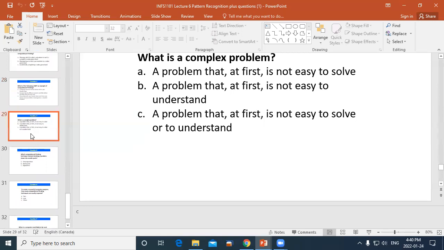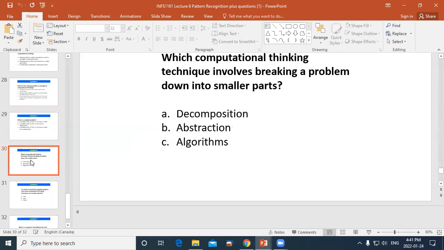I don't think so. Which is a complex problem? Get the best answer here, because none of these answers are terrible. I like C. That's the best answer. A and B are not terrible, but C is the best because it's both things, which is a problem that is not easy to solve or understand at first. Which computational thinking technique involves breaking a problem down? A, very good.